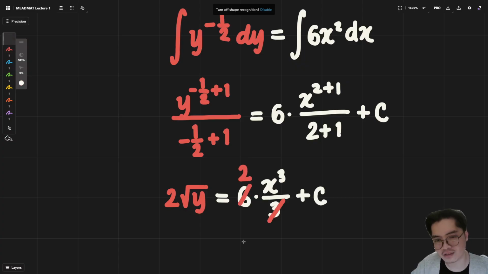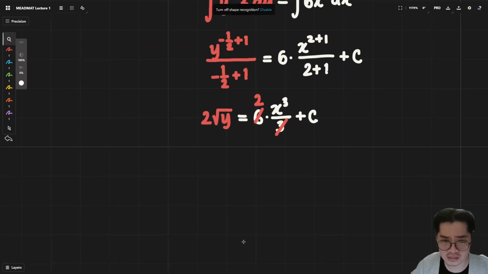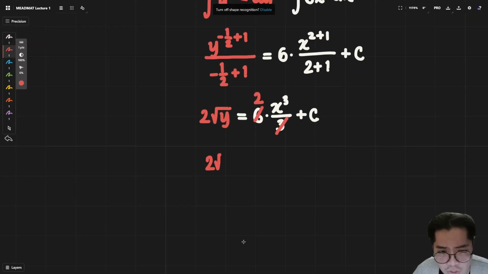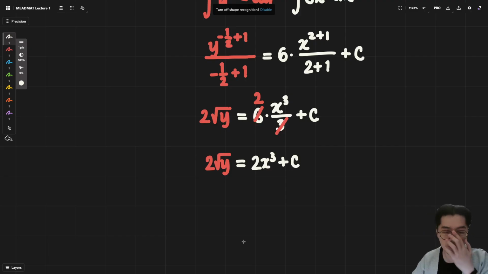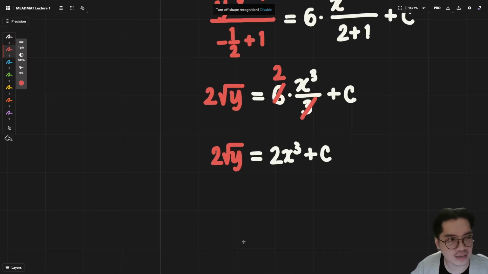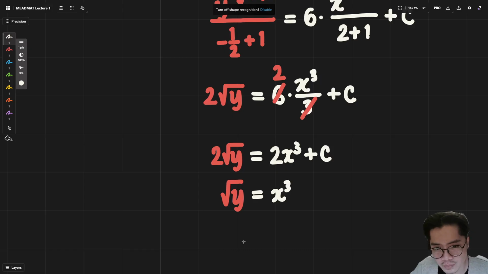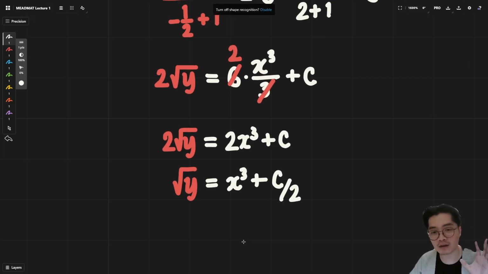And in fact, what we will get is 2 times the square root of y is equal to 2 times x cubed plus c. What you might think is that we need to divide both sides by 2. Square root of y is equal to x cubed plus c over 2. But then here's the thing about c. C literally controls any constant you are thinking of. Therefore, if c over 2 is just another number, c does not care. It is still going to be c.